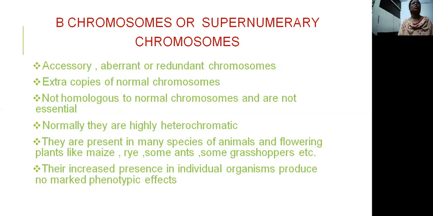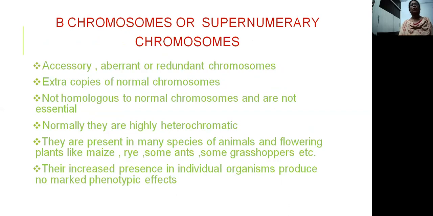In addition to these important special types of chromosomes, there is one more chromosome, that is the B chromosome. These chromosomes are also called supernumerary chromosomes. They are accessory, aberrant, or redundant chromosomes. They are extra copies of normal chromosomes. They are not homologous to normal chromosomes and are not essential.